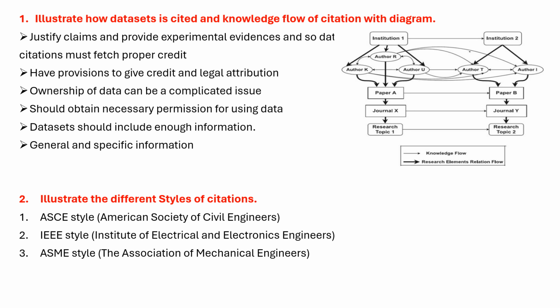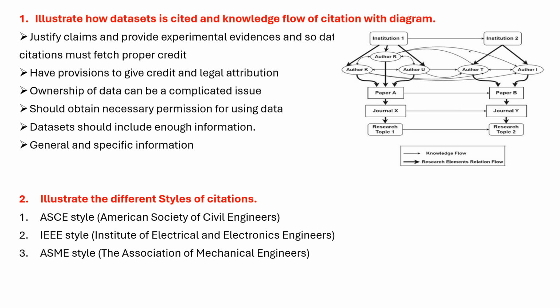Then the data set will include a lot of information because it produces facts, and though in large volume, it will be general and specific in nature. So this is the flow of the citation that you can see, like how two institutions share citations between them. Institution 1 has 3 authors, institution 2 has 2 authors, and these authors are citing their data one after the other, and paper A and paper B are published in the journal with different research topics. So this is how the flow of citation is.